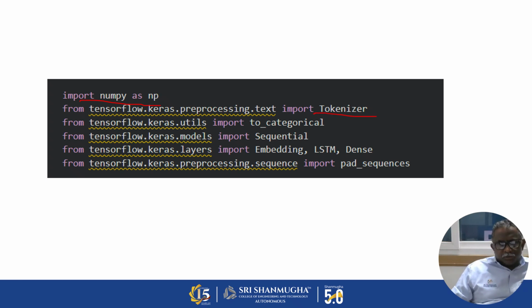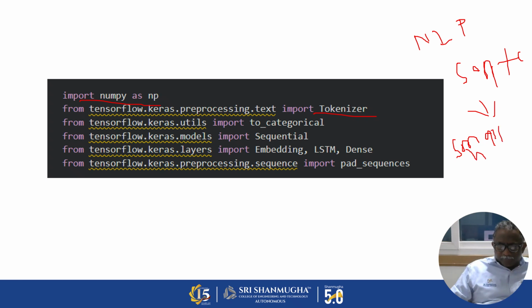Tokenization is a term that we use in NLP, natural language processing. Basically, it tries to convert text into small tokens. Suppose you have a sentence, it converts it into small words, or I can say tokens, or small units. So these are called tokens, and this has been imported from Keras. This is called the tokenizer.